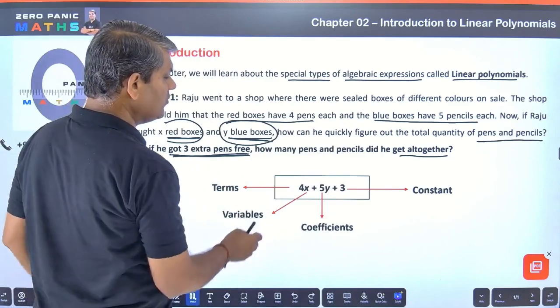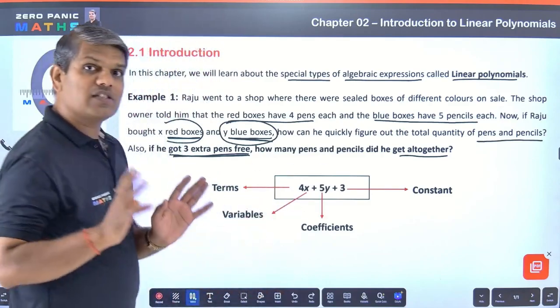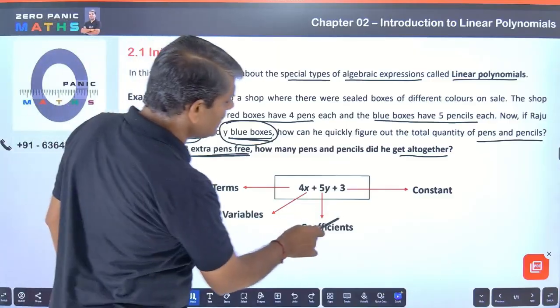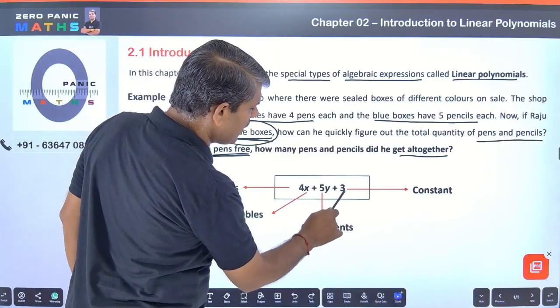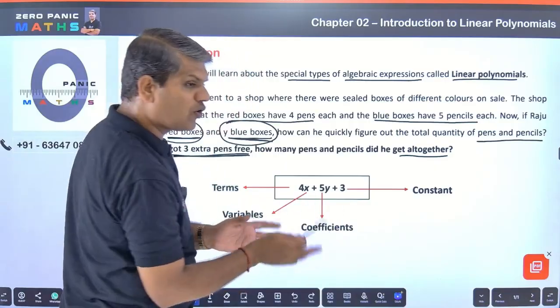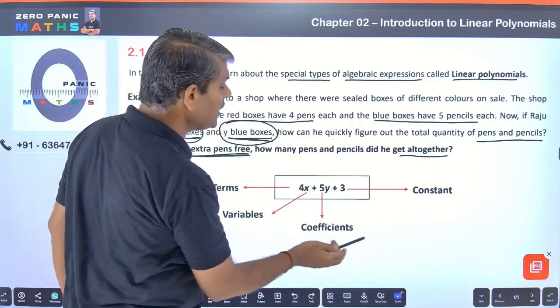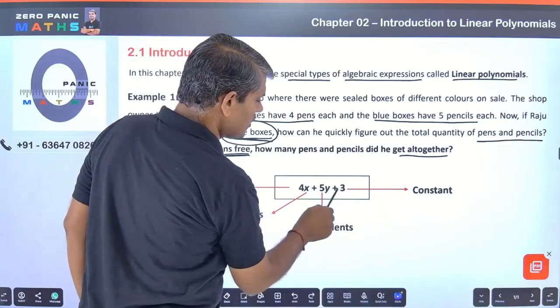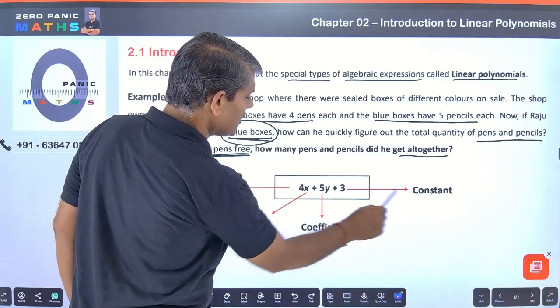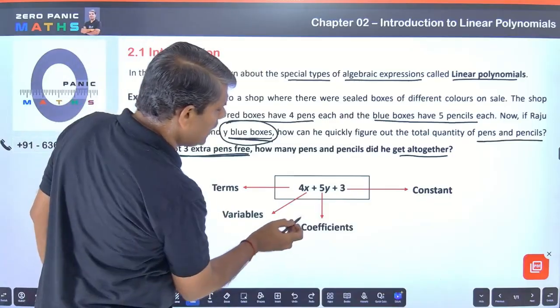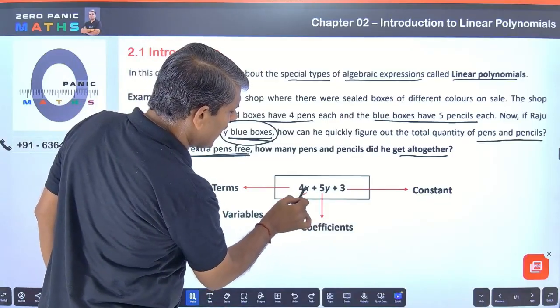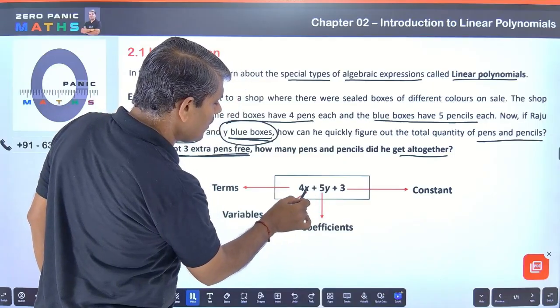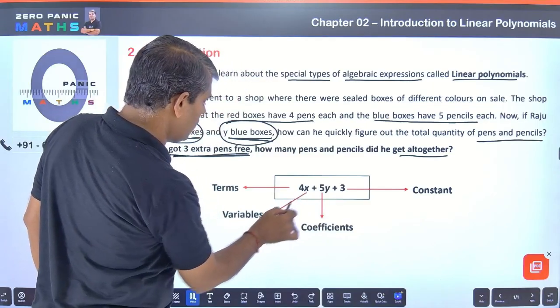We have some different definitions we need to concentrate on. As you might know, if there is a number which does not have any coefficient or variable together with it, that is called a constant. So 3 in this expression is a constant. You might be knowing this. Now, along with x and y, first of all we'll see what is x and what is y.